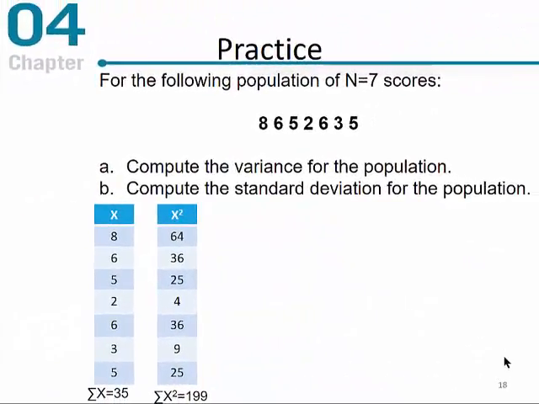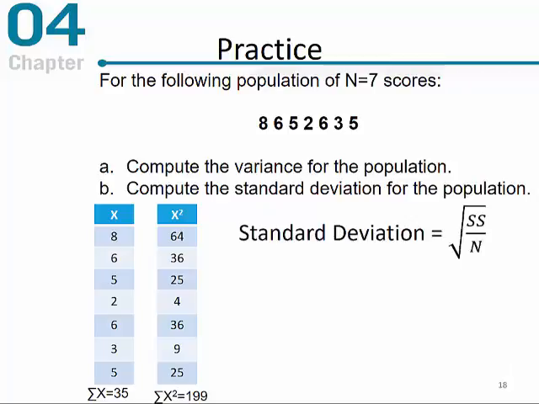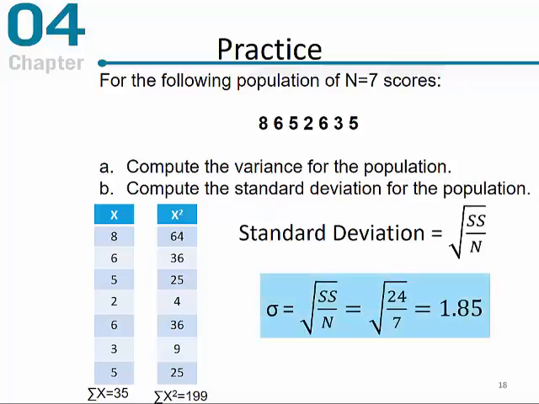To solve for B, computing the standard deviation for the population, I know I just have to take either the square root of the variance that I just calculated, or if I want to use the exact formula, I know the standard deviation, again, is the square root of the sum of squares over n. So that would be the square root of 24 divided by 7, and that would be 1.85. So since we calculated the variance of 3.43 before, we could have just taken the square root of 3.43.